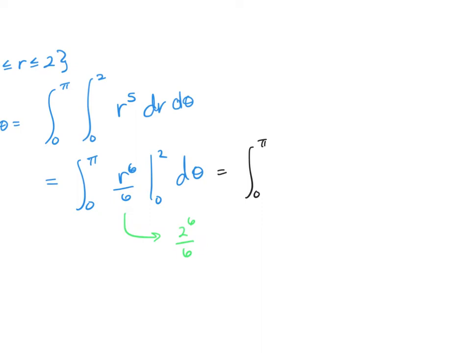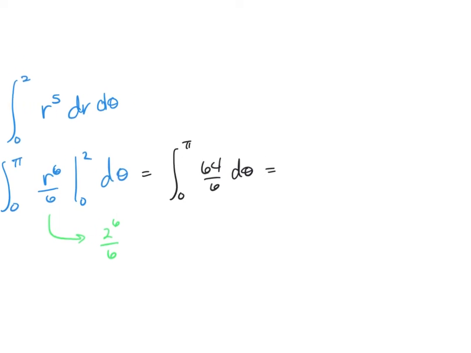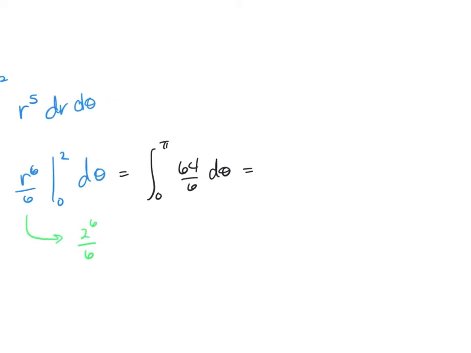Let me check, 2 to the 6th is 64. 64 divided by 6 and d theta, which gives me 64 over 6, which is 32 divided by 3, evaluated from 0 to pi. So 32 divided by 3 pi. And there is my final answer, which actually wasn't too bad.